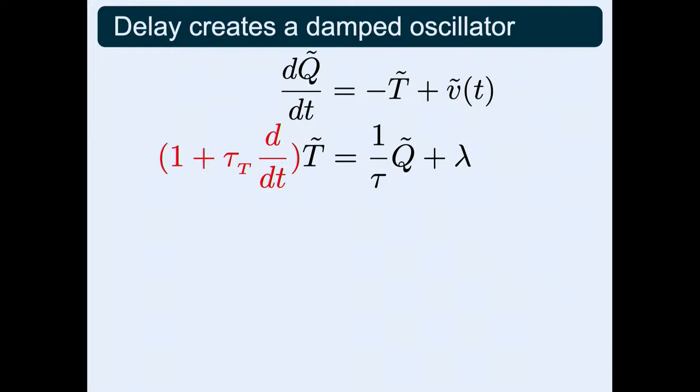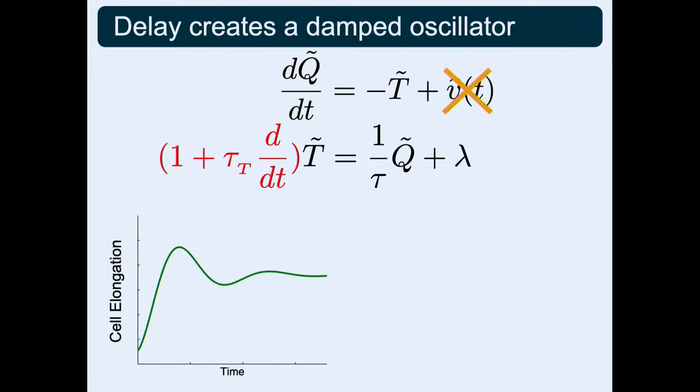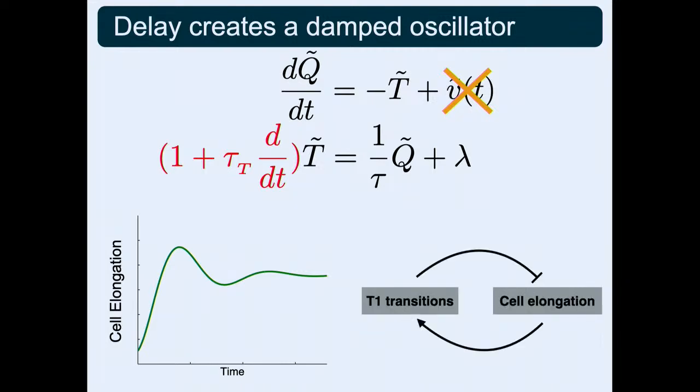So one can now take these 2 equations, and you can see that the effective equation for Q is a second order damped oscillator. Okay. Now so far, we had been using this flow field from the experiment. If you don't put this flow field and just look at what these equations mean, this is what you will see. You will see several oscillations until it attenuates to a steady state. But when you introduce this flow field, it critically damps this to the steady state value. So what we have is some kind of a feedback network between the T1 transitions and the cell elongation.